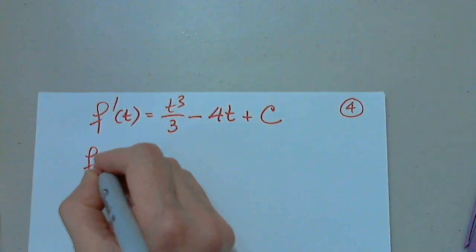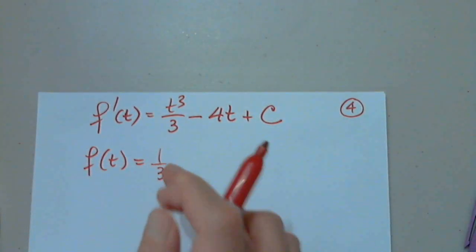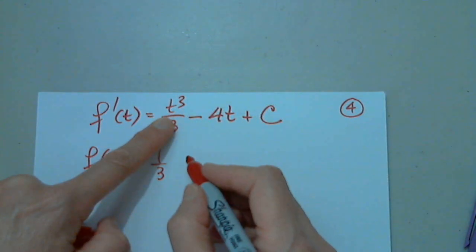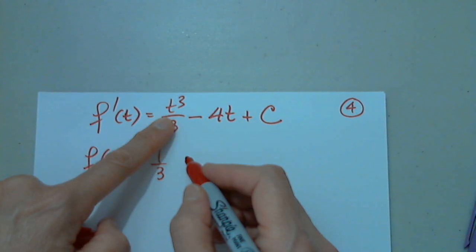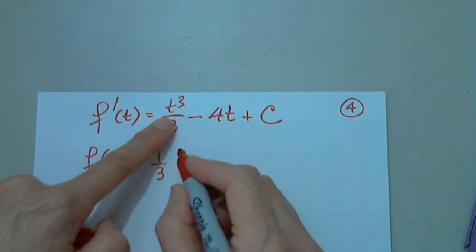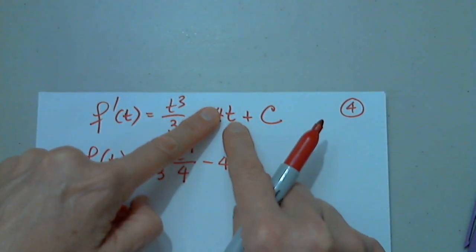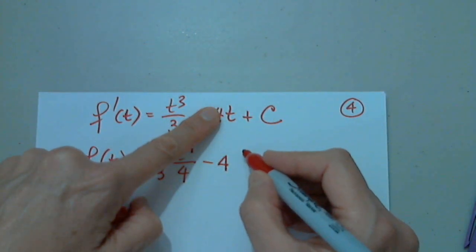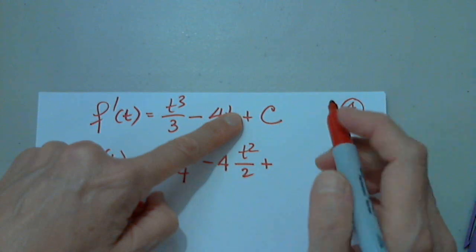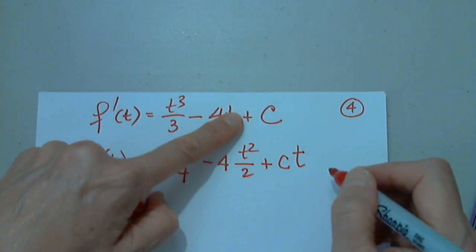So finally, we are arriving to f of t. Indeed, 1/3 has to stay in front now. Which function prime is t cubed? One-third t or t to the fourth over 4. You mean t to the fourth over 4. Yeah. Minus 4. Perfect. Which function prime is t? T squared over 2. Perfect. Plus, which function prime is c? ct. Oh, sure. Plus.